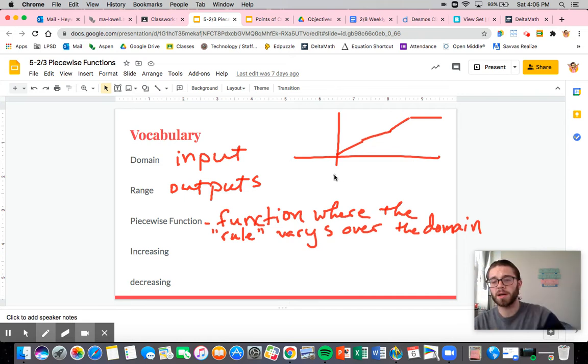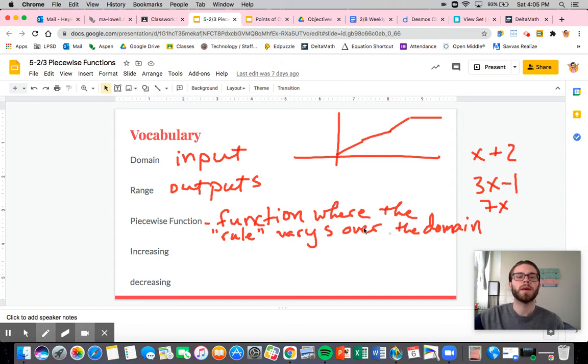This part's different from this part, right? It would be the equivalent of me saying from 0 to 2, I'm doing x plus 2. And then from 3 to 4, I'm doing 3x minus 1. And then from 7 to 9, I'm doing 7x, and so on and so forth. That would be what a piecewise function is, right? It's changing over the domain.